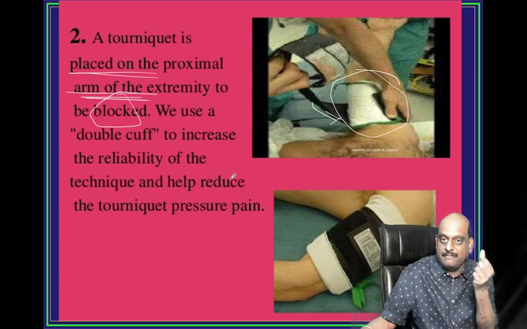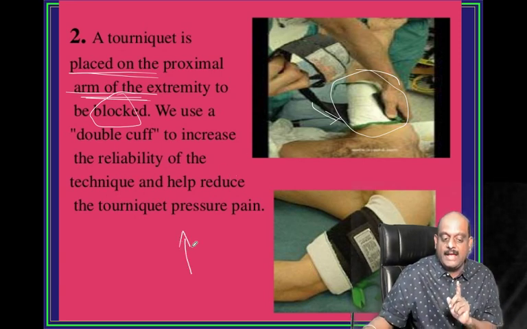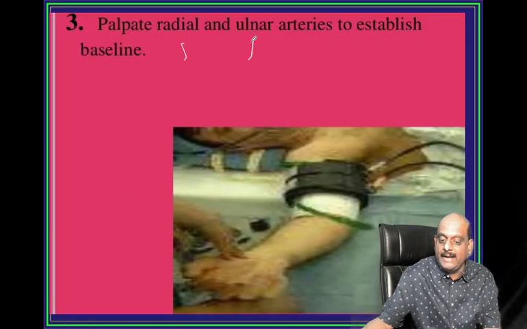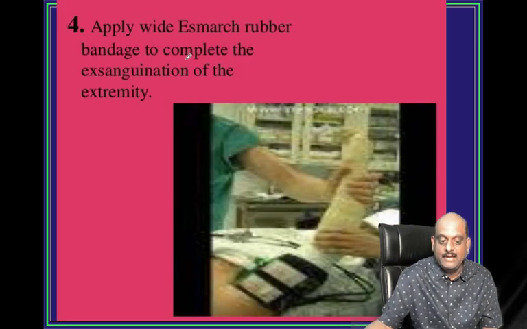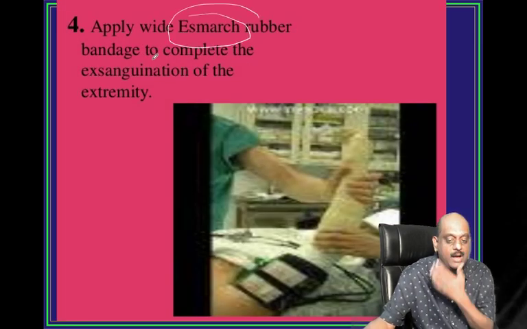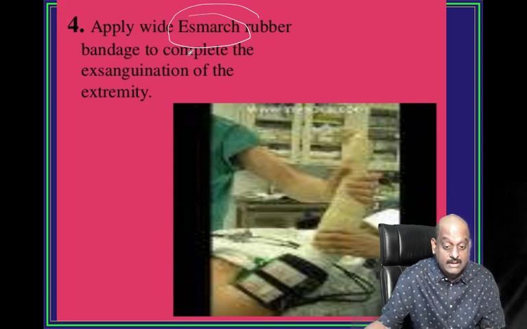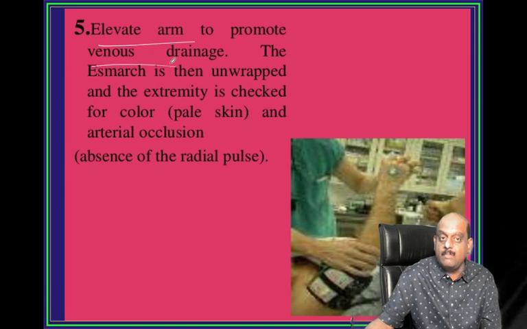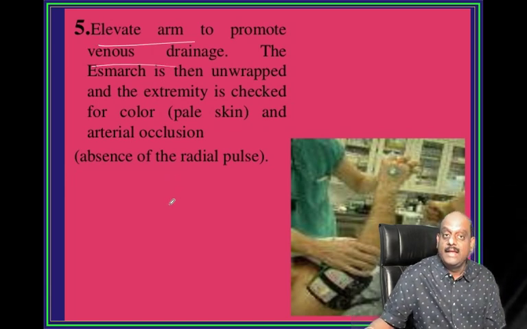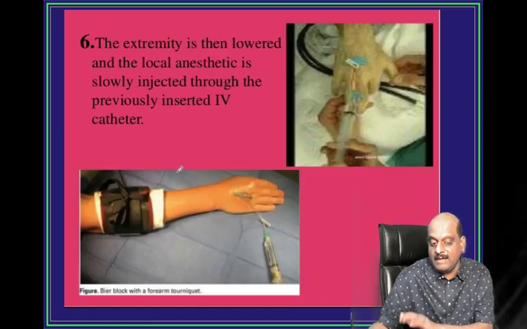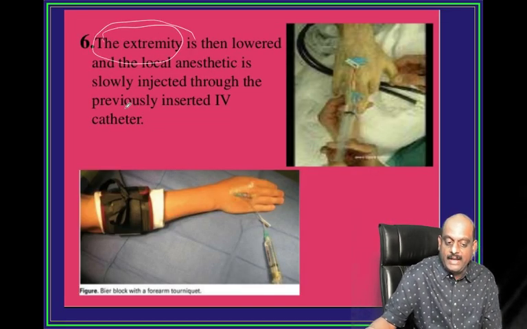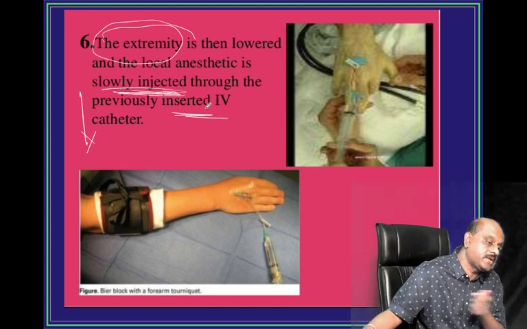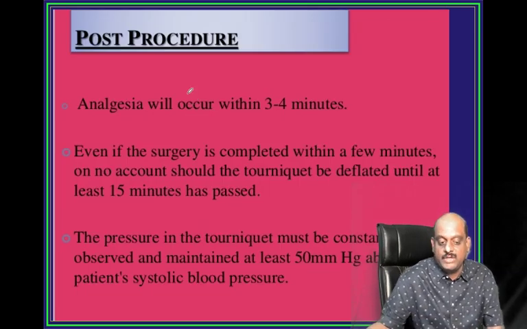We use a double cuff to increase the reliability of the technique, and you palpate radial and ulnar arteries to establish the baseline. Once you apply the Esmarch rubber bandage to complete the exsanguination of the extremity, elevate the arm to promote venous drainage, and there should be absence of radial pulse. Then the extremity is lowered and the local anesthetic is slowly injected through a previously inserted IV cannula, is what you need to remember.